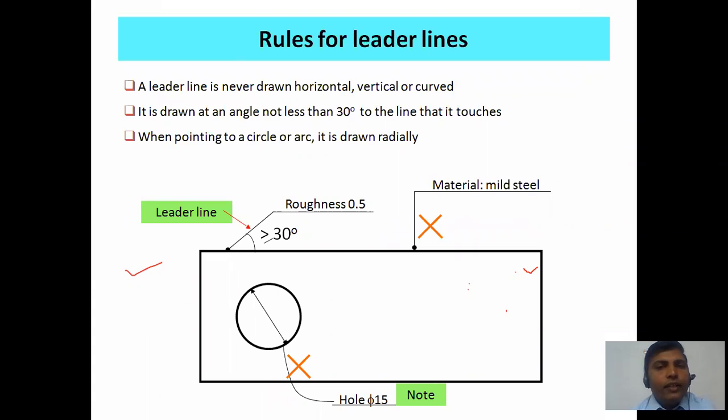Next, if we go ahead, rules for the leader line. So what is the rule? The basic rule for the leader line: to show the arc of the radius, to show the diameter or the radius of the hole, or the roughness, or to show any note of the measurement, number of quantity, material, etc.